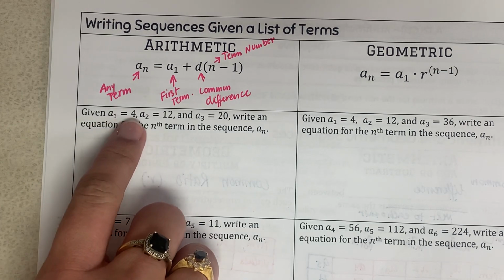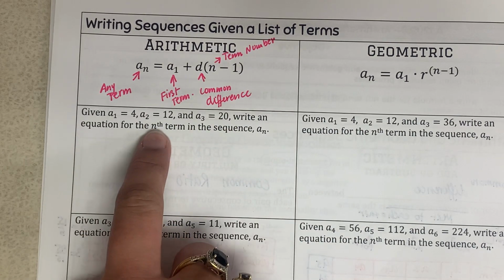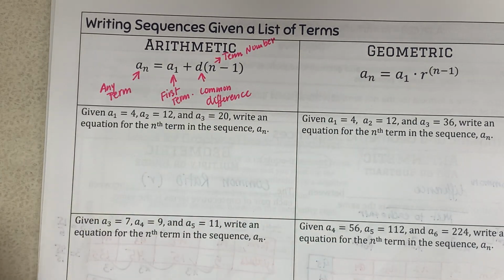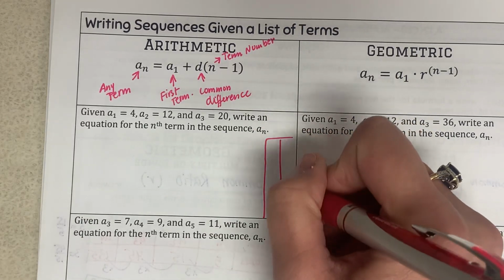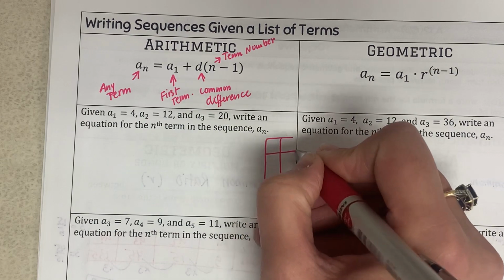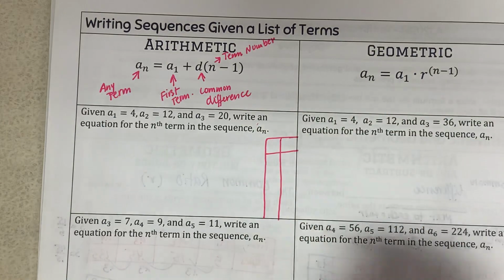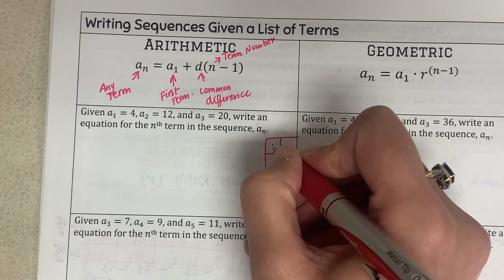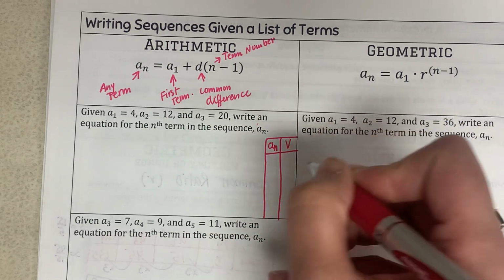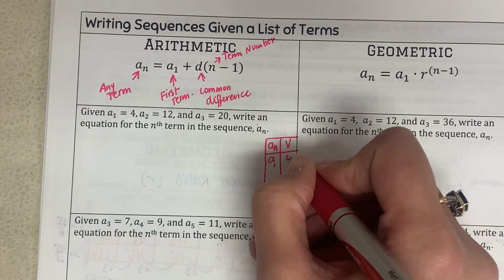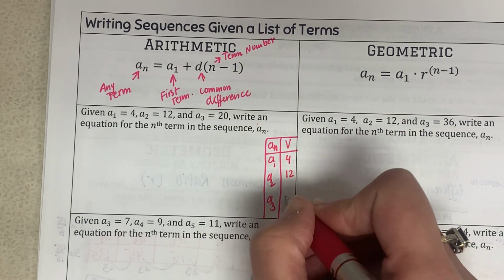So given A1 equals 4, A2 equals 12, and A3 equals 20, write an equation for the nth term in the sequence. First thing I would like to do is use my area over here to write down the numbers so I can figure out the A of n, which I'm going to use this formula for, or the other formula. This is A of n, and this is the value. So A1 is 4, A2 is 12, and A3 is 20.